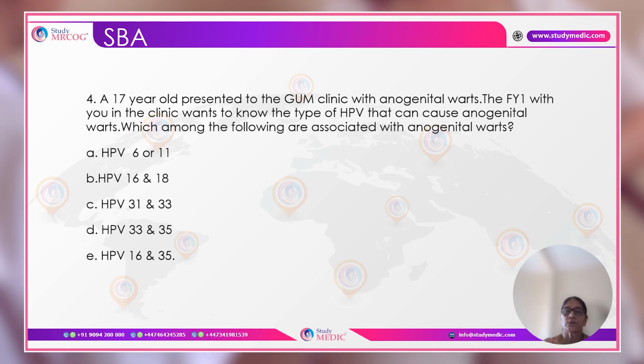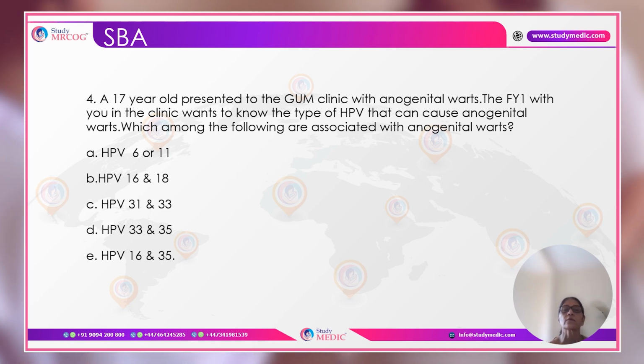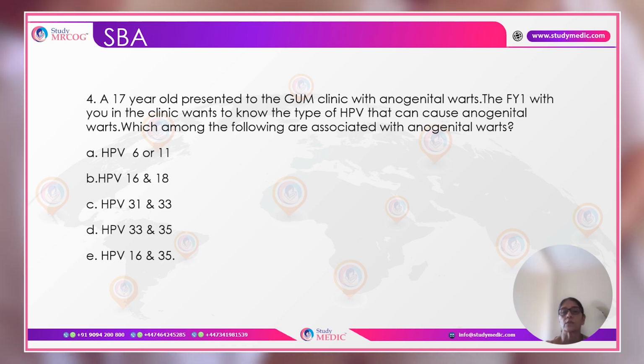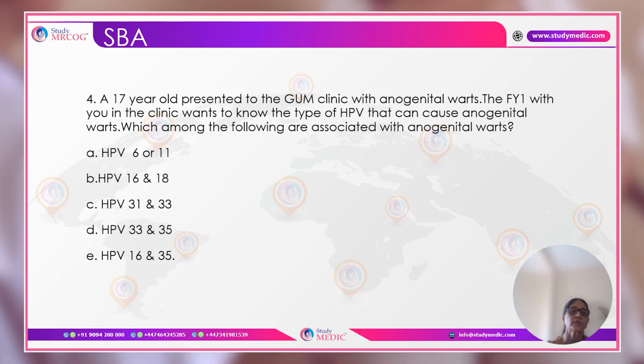Another typical question would be like, you have the 17-year-old girl who's coming to the GUM clinic. She has presented with anogenital warts. And anogenital warts could be associated with HPV virus. So the FY1 who is there with you wants to know which of these are associated with anogenital warts. So HPV 6 or 11, HPV 16, 18, 31, 33, or 16, 35.